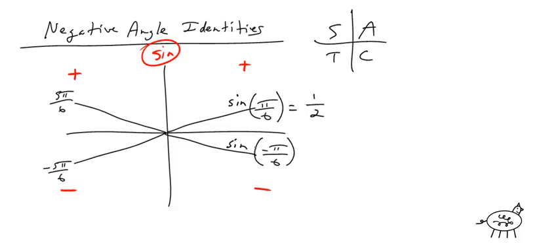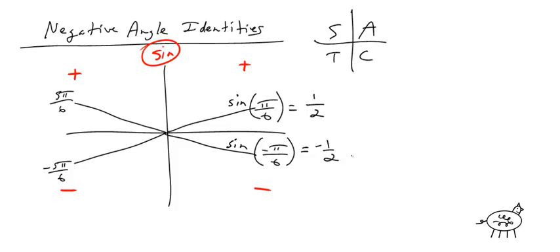I could say pi over 4, and you know that the reference angle is pi over 4. That's the beauty of it. Okay, so for negative pi over 6, the reference angle is pi over 6. What's the sine of pi over 6? 1/2. And of course, then it's negative 1/2.